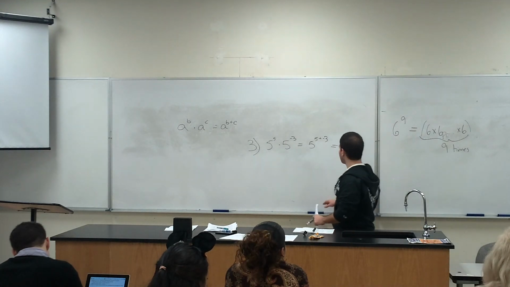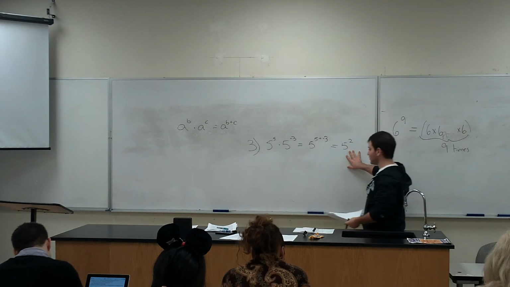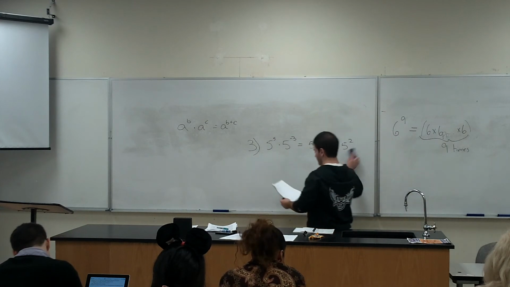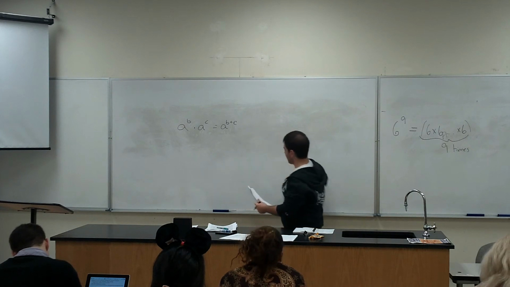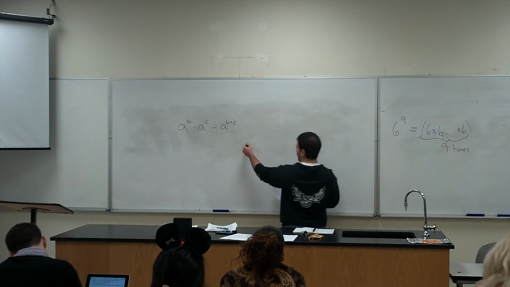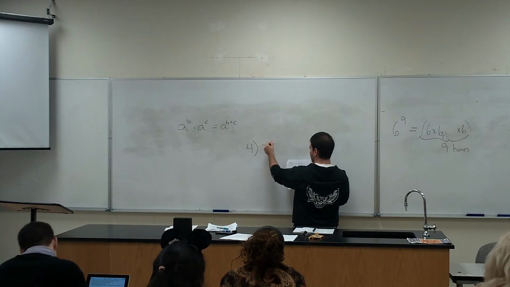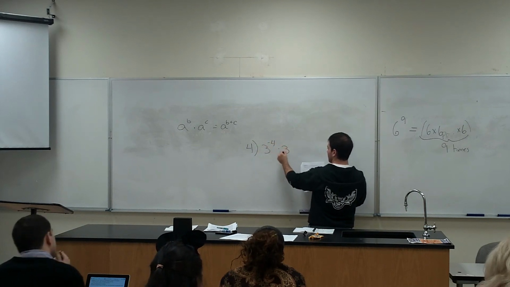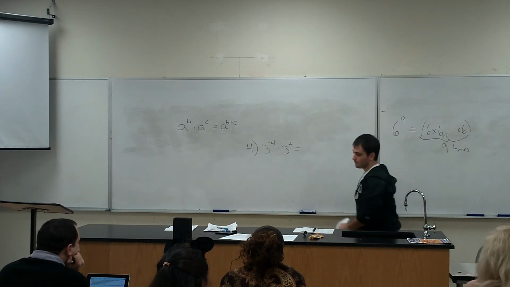So, not every time, though, will our exponent be positive. We have to take that into account. Okay, guys? Let's take a look at number 4. Alright? We have our base. It's going to be 3 to the negative 4 times 3 to the square. 3 squared.